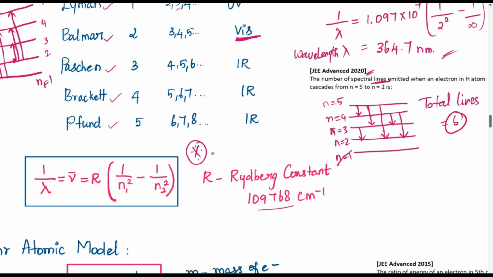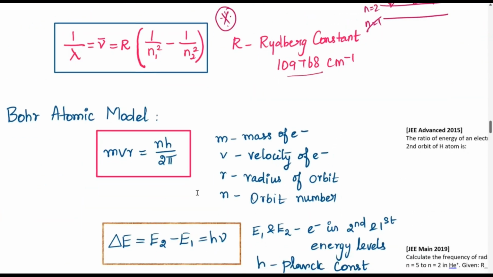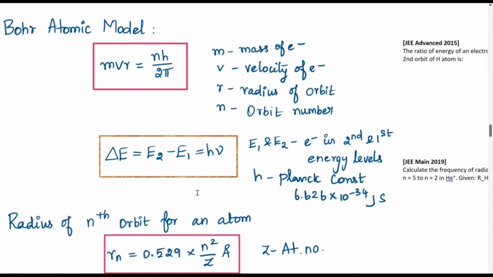6 is the answer. This question is very simple for a very advanced level, but still asked in that paper. Lucky guys. So note it down. This kind of question can be asked. So now let's move on to atoms and electrons.